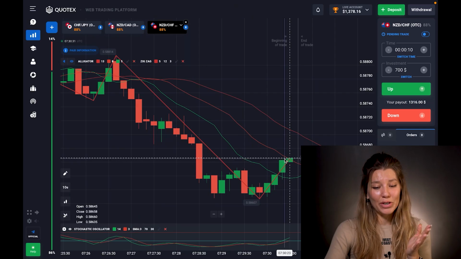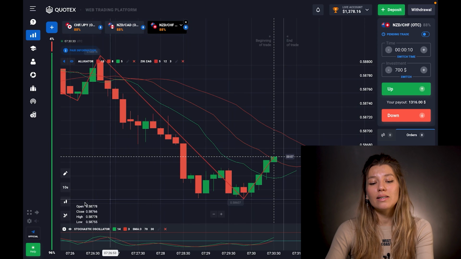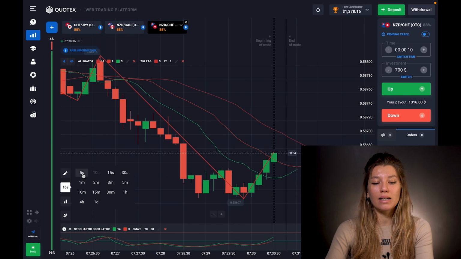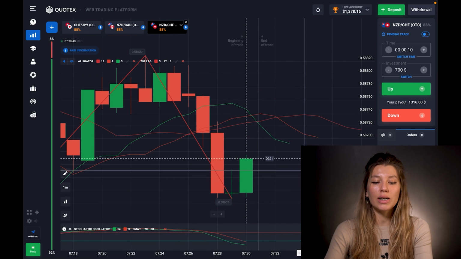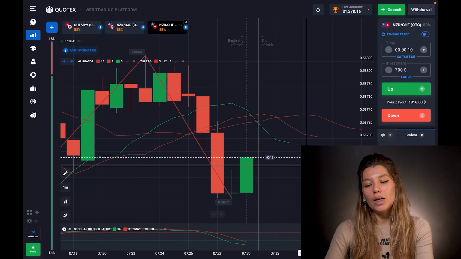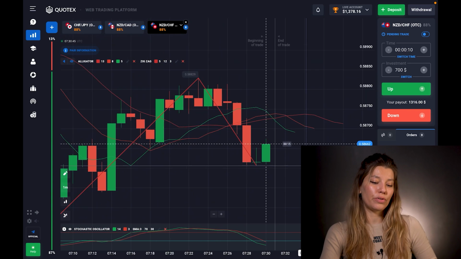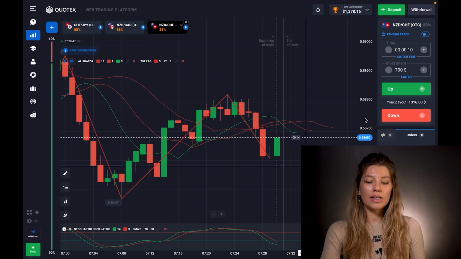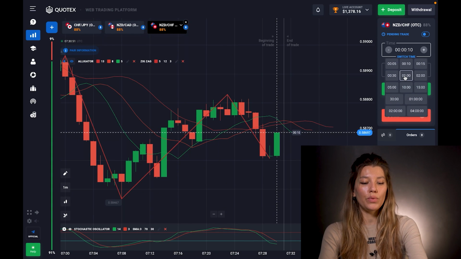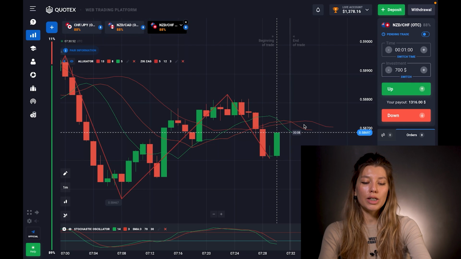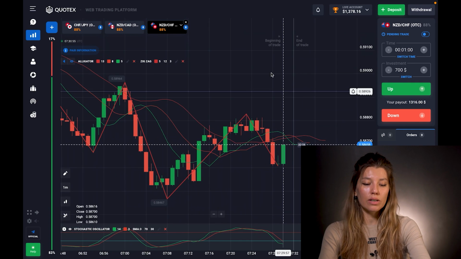But now I want to switch back to 1 minute candles. So we see here we have 10 seconds candles, but now I want to switch back to 1 minute because I just want to tell you the difference between these two options of trading. So friends, here I will also change my time expiration to just 1 minute.